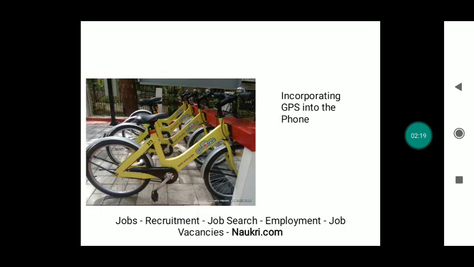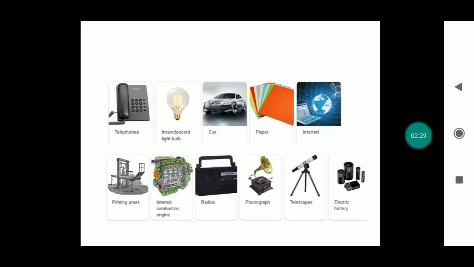Incorporating GPS into the phone, incorporating GPS into the bicycle is nothing but the innovation. And inventing something which is really not existing at all. Many inventions took place in the past, like telephones, incandescent bulbs, cars, internet, etc. They come under the third thing, that is invention. So this is how the three things, creativity, innovation, and invention, can be understood.